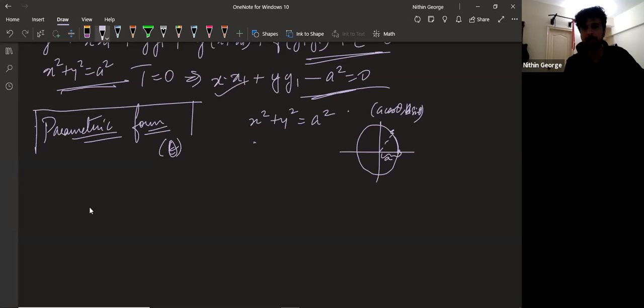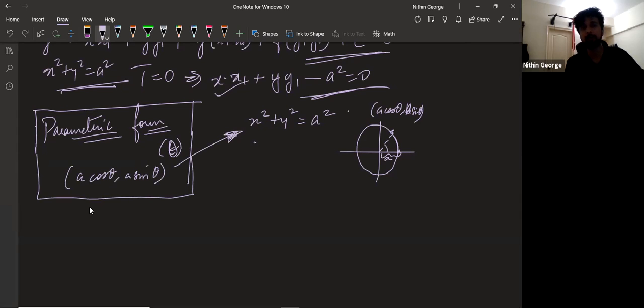Okay, each point here can be represented by a cos theta, a sin theta. Remember this. So a cos theta, a sin theta will be the parametric form for any point on this circle x square plus y square equal to a square. Now, what if this was the circle x minus h square plus y minus k the whole square equal to a square?